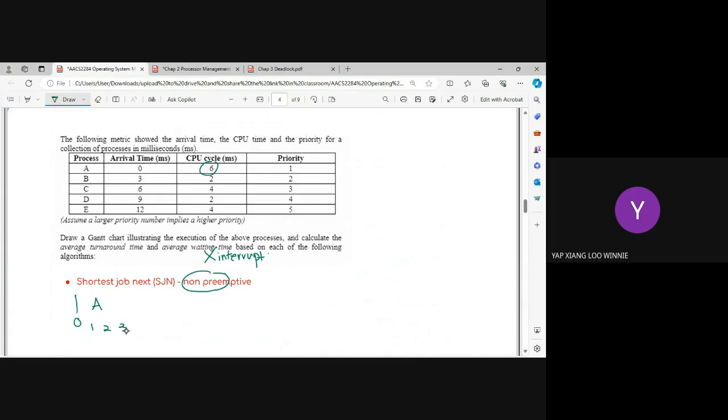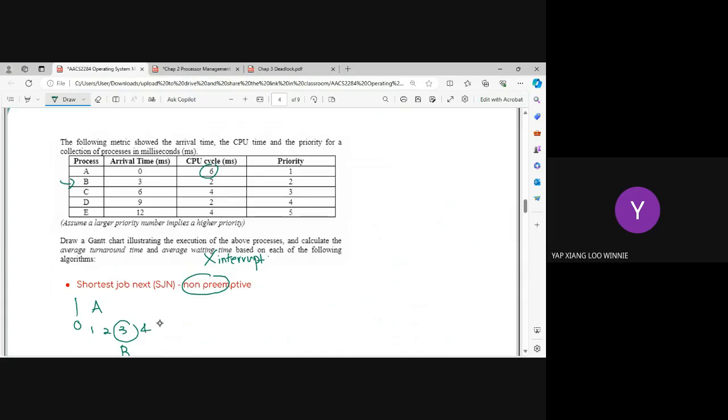But you look at here, at 3 milliseconds, there is actually process B coming in. So process B is here already. Now, if this is preemptive and you look at process B, that's just 2 milliseconds, you might need to handle the interrupt. But this is not preemptive. So no matter that at 3 milliseconds there is a job coming in, even though it is shorter than process A, your CPU will just continue to run at this process A until 6 milliseconds.